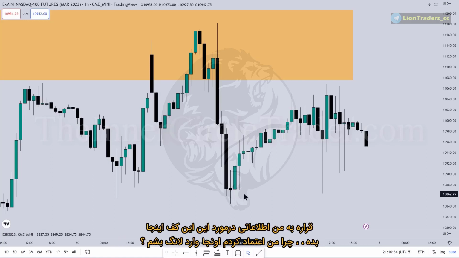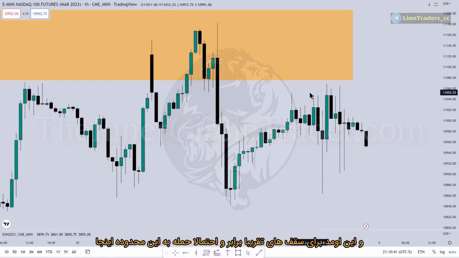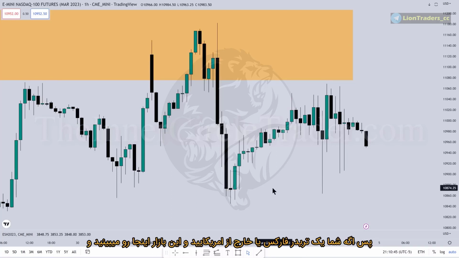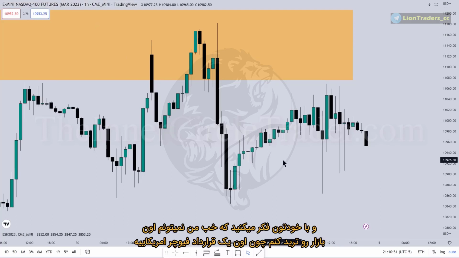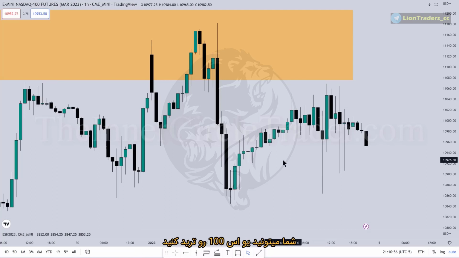Inside this price action is going to give me insight about this low here, why I trusted going long there, and a run for the relative equal highs, and potentially run up into this area here. So if you are a Forex trader or a non-US trader, and you see this market here and you think to yourself, well, I can't trade that market because it's an American futures contract, you can trade the US 100.